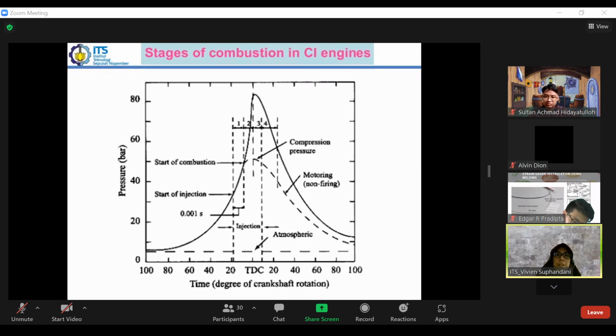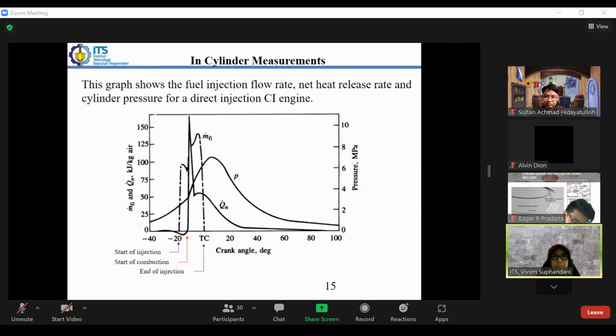And this is another graph in which in the ordinate here we have the m dot of the fuel, shown by the dash-dot curve here, and then we have the heat generation, or heat addition, because of the burning process, and P here is the pressure. So this is similar to what we have before.